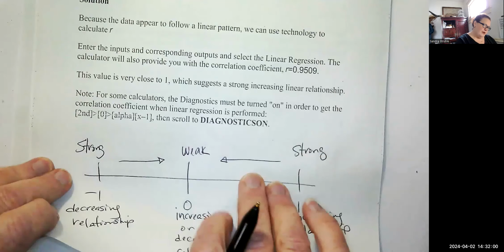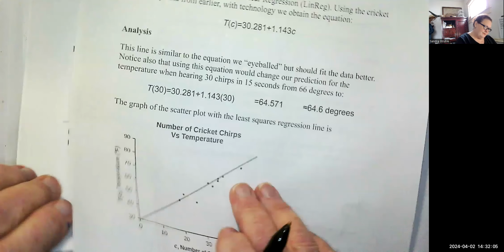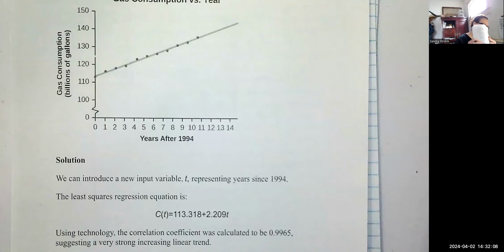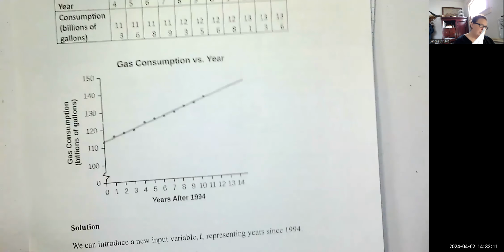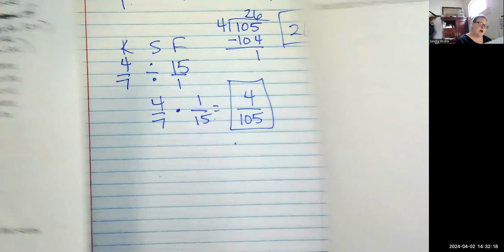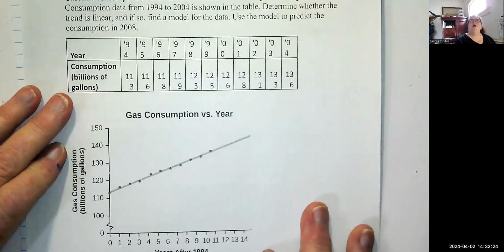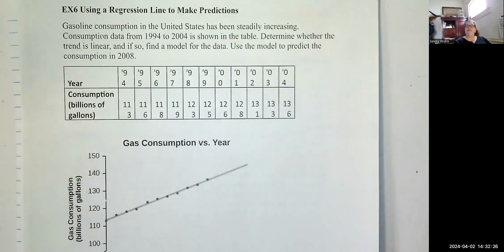I think I've got one more that I'm going to input. No, we looked at that one. There it is. I wanted to do this and use it the way I would use it on an exam. I don't remember if I did this in class or not, because that was so pre-vacation or spring break. Gasoline consumption in the United States has been steadily increasing. Consumption data from 1994 to 2004 is shown in the table. Determine whether the trend is linear. If so, find a model. Put this here real quick.